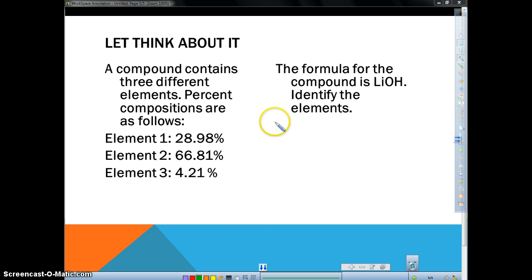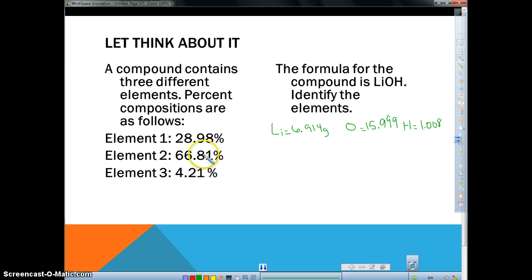So let's think about this. Let's look at lithium, and then I'll have oxygen and then hydrogen. There's one of each in this case, so that's easy. If I look at lithium, it's about 6.914 grams from the periodic table. That's how heavy 1 mole of it is. And then oxygen, its mass is 15.99. And then hydrogen is 1.008 roughly.